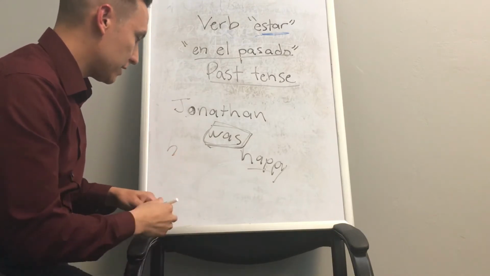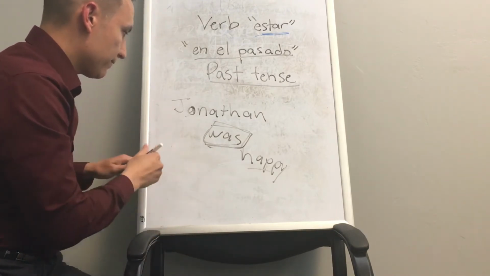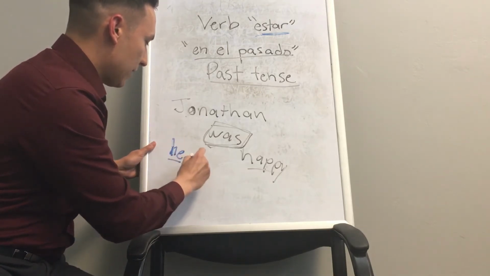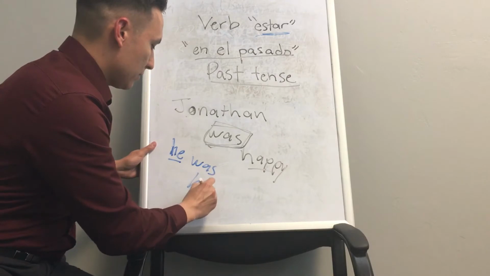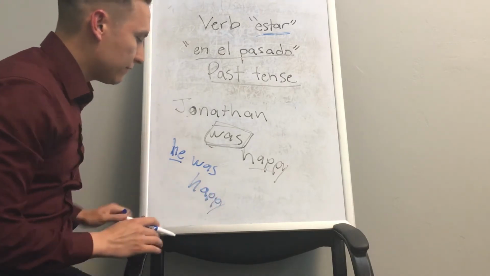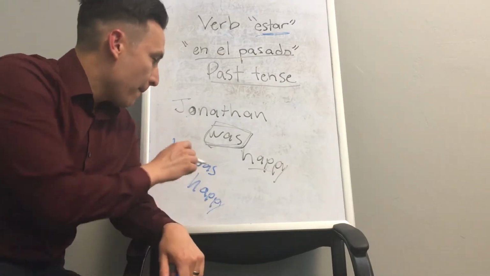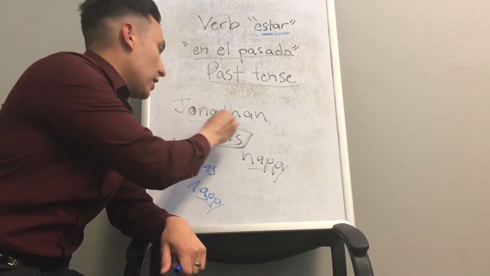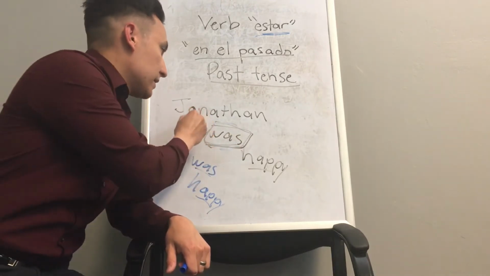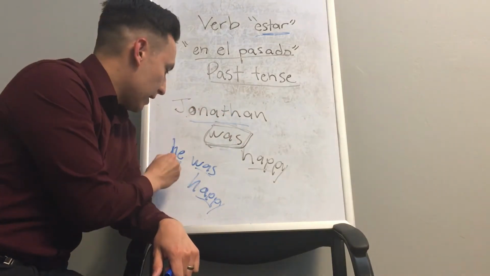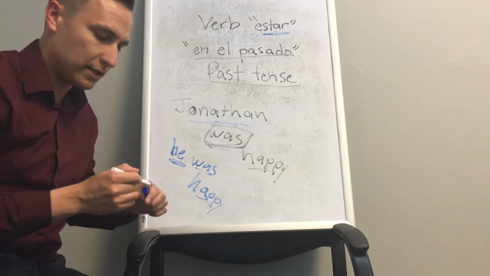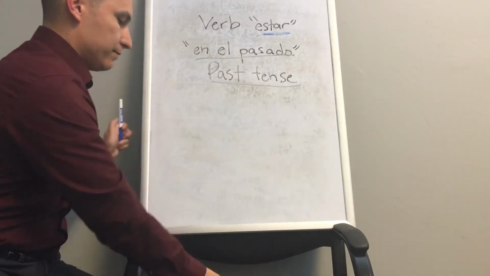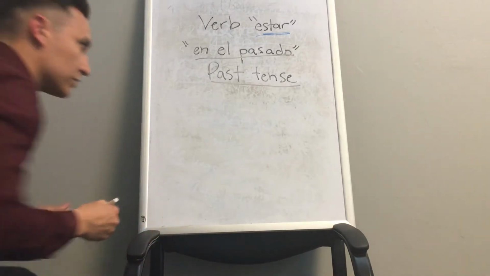He was happy. But if you can see right here, he was happy is the same as Jonathan was happy. The only thing we changed was instead of using the name Jonathan, we put the word he. All right, let's go to the next one. Instead of Jonathan, we can use this one.